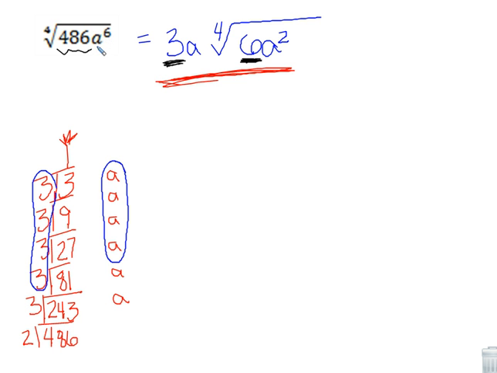If I look at my variable, I have 6 A's. And according to my root, I want to make a group of 4 of them. Okay, so there's my group. I can pull 1 A out because I have one group. But I did not group these together, so I have 2 A's left inside, so I can write that as A squared. All right, so there's the answer for the second example.